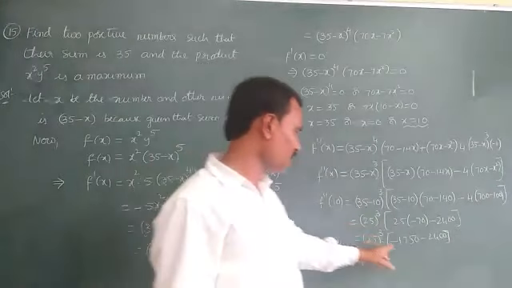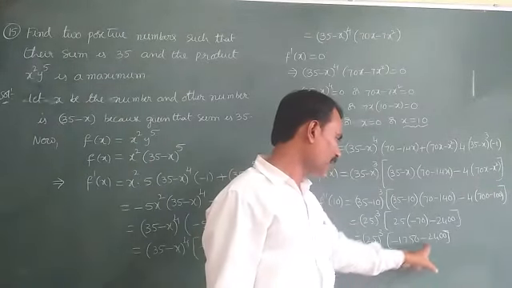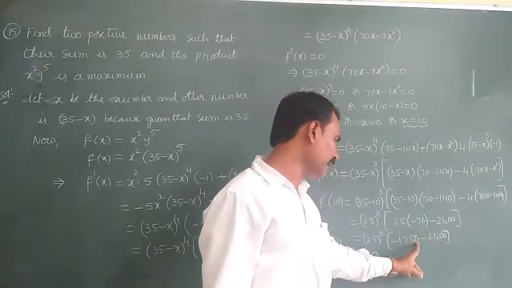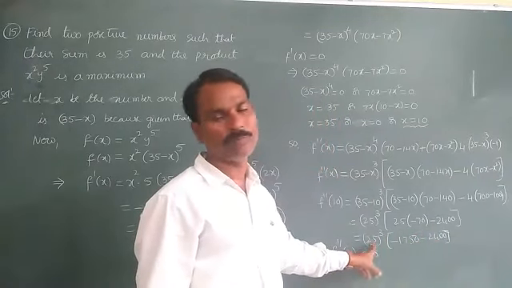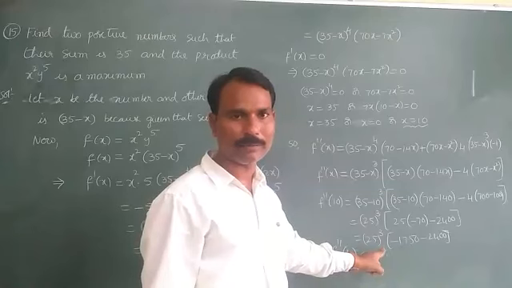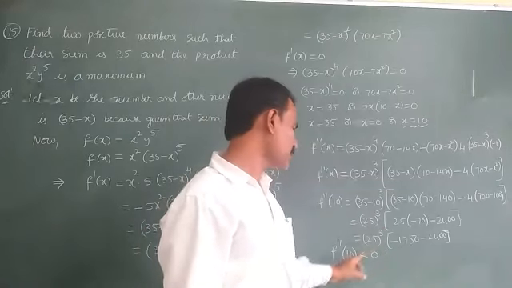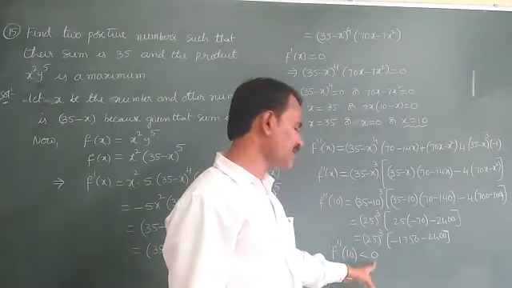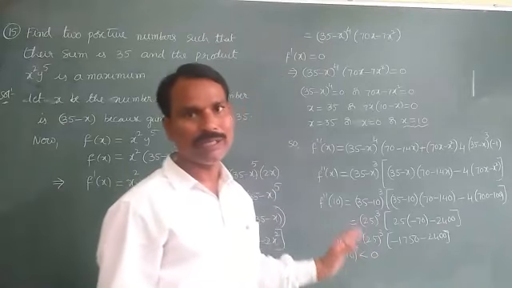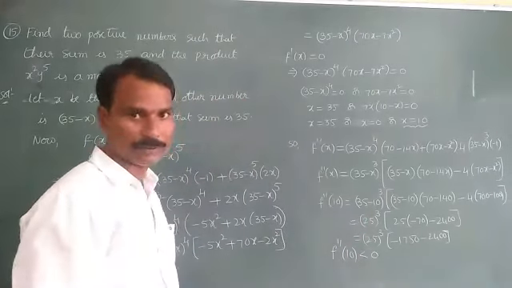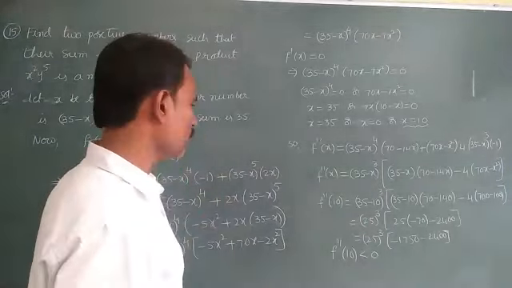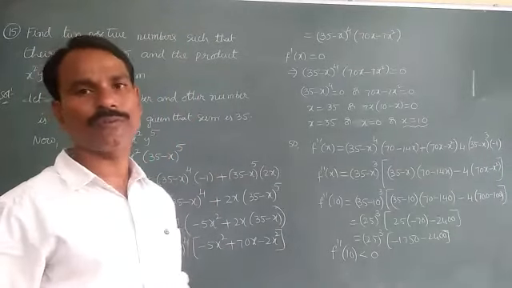If you substitute it, observe here now: by adding, this is a total negative value. The negative value is multiplied with a positive value, obviously it will come out minus only. Minus means f double dash of 10 is less than 0, which means it is a maximum. It is a maximum at x equal to 10. Then write the numbers: one is 10 and the second one is 25.